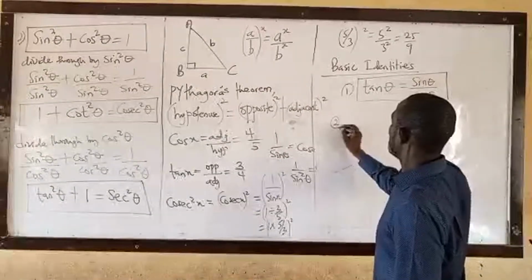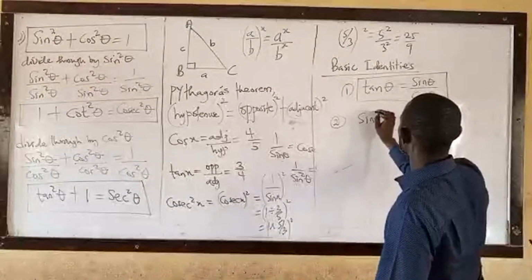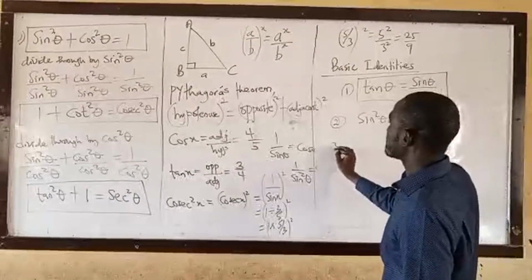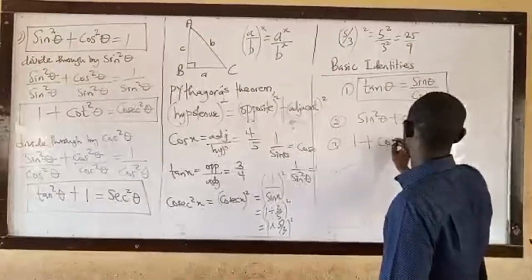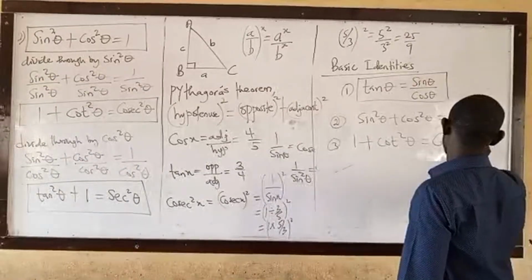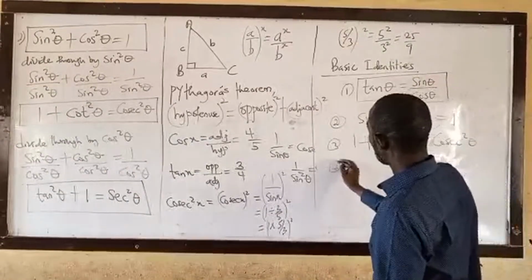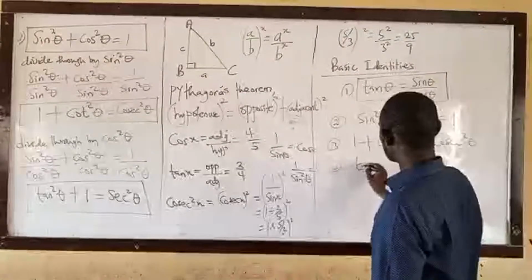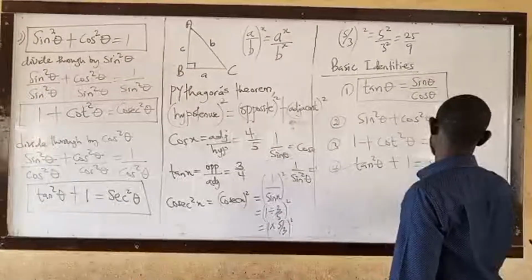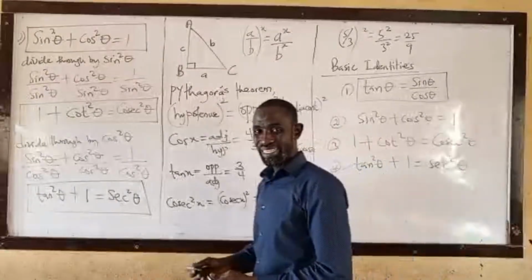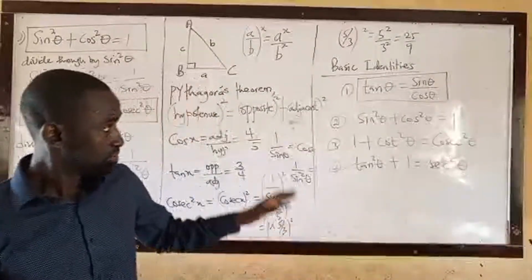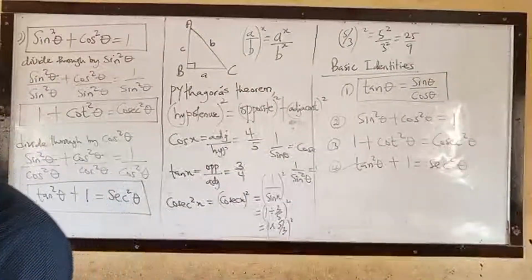So you know what to do. Now this is what? Sine square theta plus cos square theta equals what? 1. Now this is what? 1 plus cot square theta equals what now? Cosec square theta. Number 4 is tan square theta plus 1 equals sec square theta. These are the 4 basic trigonometry identities that we have. So write them down.